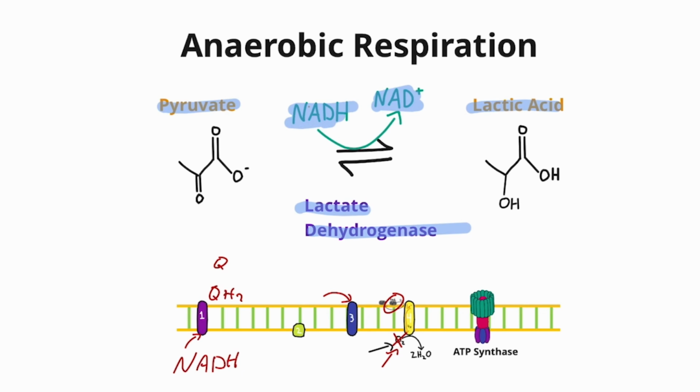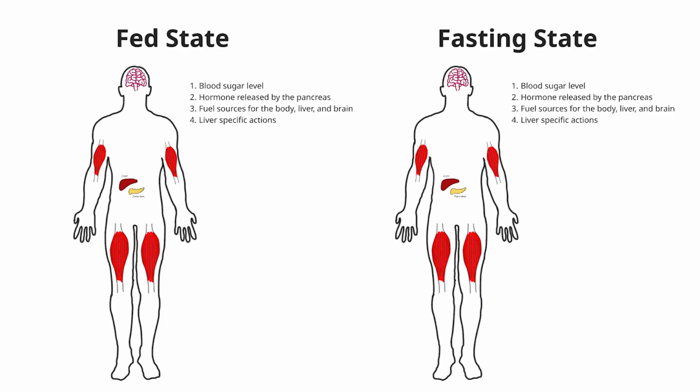That's it for this video, but in part 2, we're going to look at how all of these processes connect to the fed and fasting states. And we'll look at some other pathways involved with the fed and fasting state, like glycogenolysis, glycogenesis, fatty acid synthesis, and amino acid metabolism.